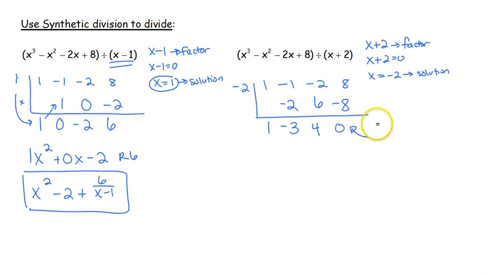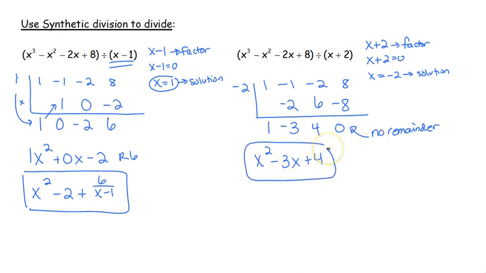Now when we have a 0 left over in the end, that means no remainder. So it divides perfectly. So again, we started with an x cubed. We factored out 1x, which means this is a 1x squared, a minus 3x, a plus 4 with no remainder, and no, you do not have to write that 1. So if you end up with a 0 in synthetic division, there is no remainder at all.